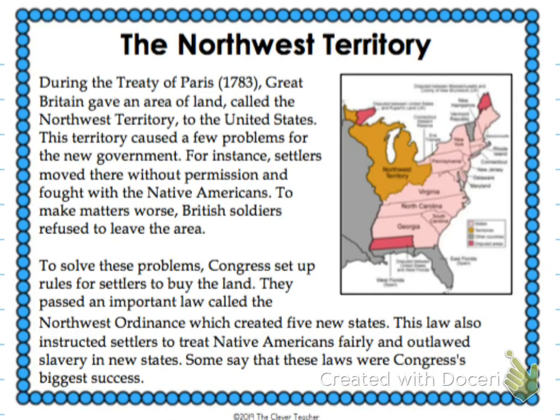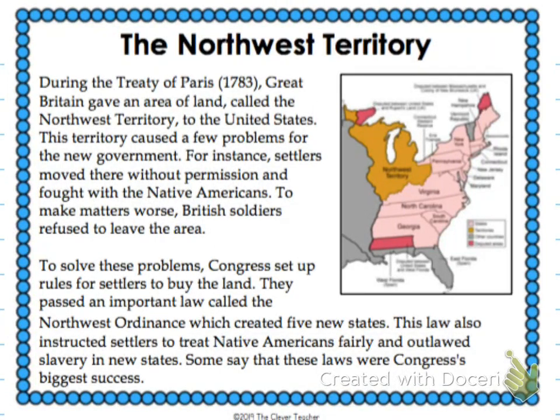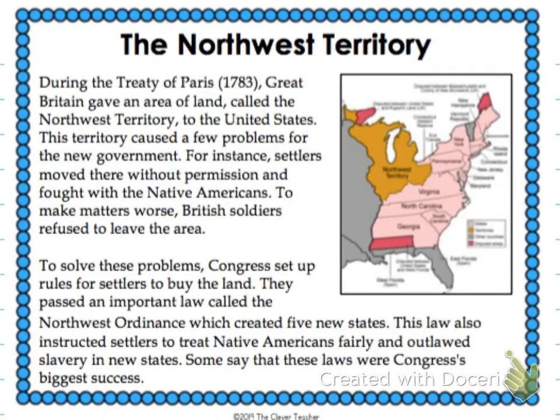Okay guys, so find the worksheet that has the title Northwest Territory on it. You should have it. And you will notice that this worksheet is divided into 4 sections, and all 4 sections, front and back, have a story on them. These are things that happened while the Articles of Confederation were the laws that the 13 colonies followed.